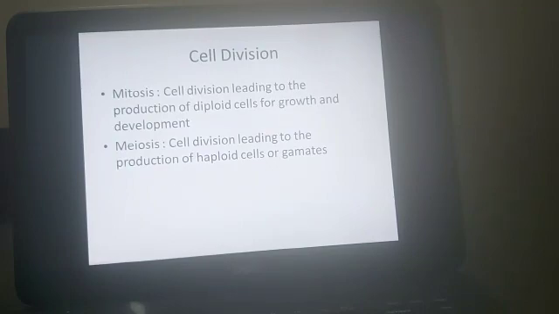There are two kinds of cell divisions seen in living organisms. The first is mitosis, the second is meiosis. Mitosis is a cell division leading to the production of diploid cells for growth and development. The diploid cell is 2n, that is, the chromosomal number is 2n. In human beings, 2n is equal to 46 chromosomes. Meiotic cell division leads to the production of haploid cells or gametes. Here the chromosomal number is only n, and n in human beings is 23 chromosomes.